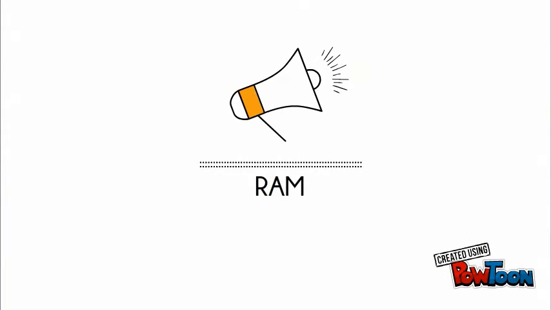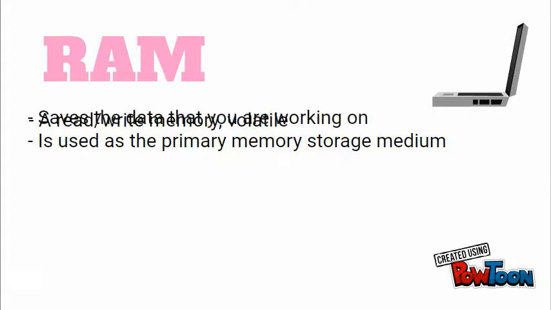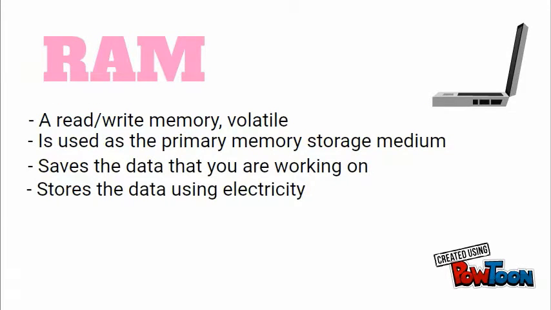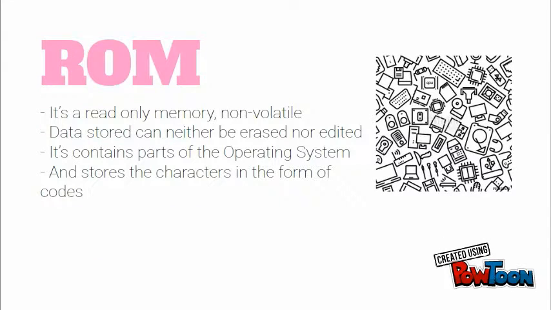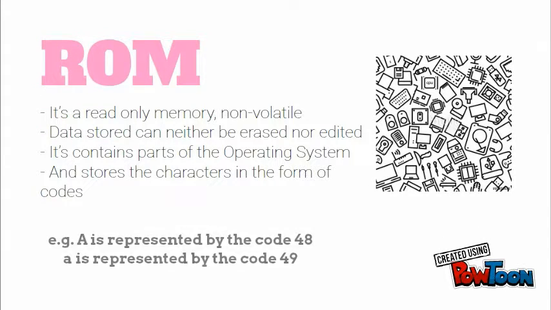And now let's take a look at the RAM. The RAM is a read and write memory. It is volatile, though it is used as a primary memory storage medium, saving the data that you are working on using electricity. The ROM is a read-only memory, which means it can neither be erased nor edited, containing parts of the operating system and storing characters in the form of codes.